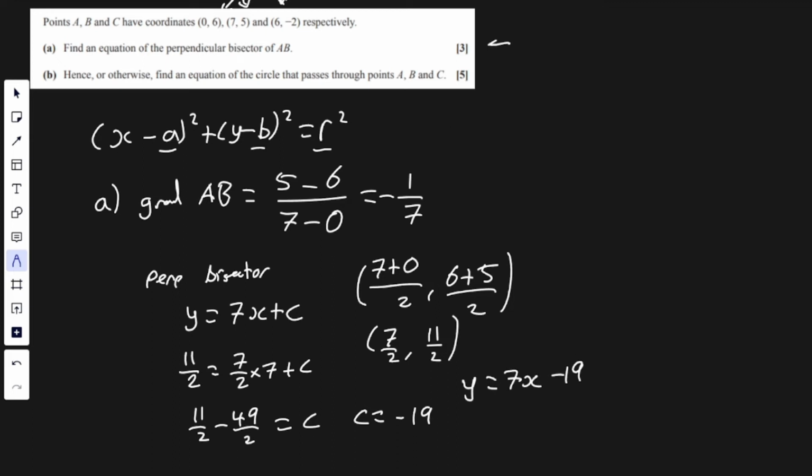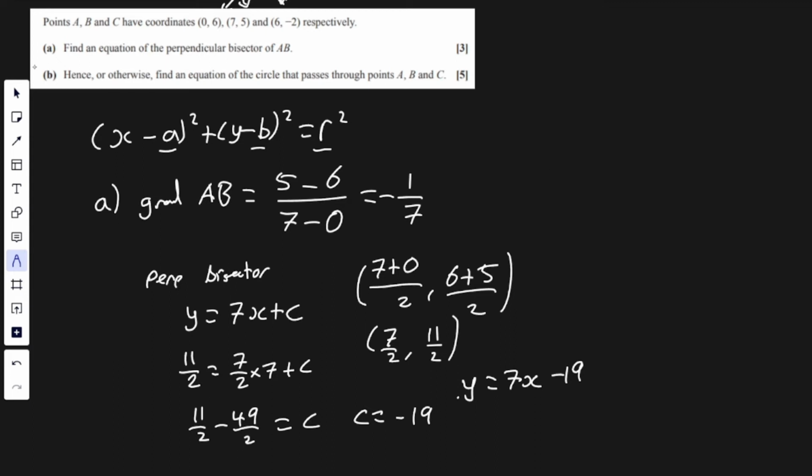Now, we did this very fast because it's a very repetitive sort of question. Perpendicular bisector. We find the gradient of that line. We perpendicularize that gradient. We then know that we need a point that the line goes through. It's a bisector, so we find a midpoint. We put the midpoint in. Very repetitive, nice 3 marks.